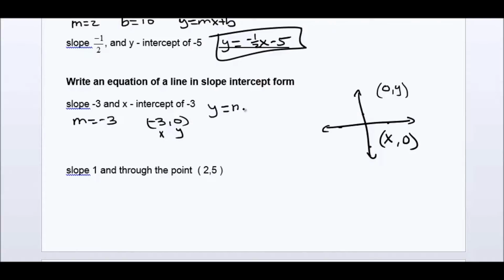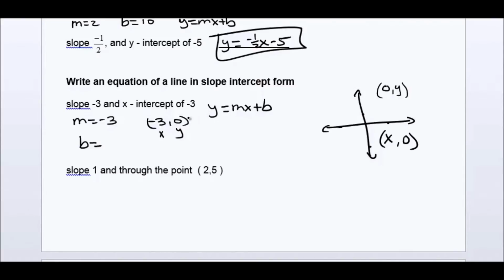Now plug everything in to find what you're missing using algebra, and then plug everything into slope-intercept form afterwards. So in order to write an equation in slope-intercept form, you need your slope and you need your y-intercept. Unfortunately here we don't have a y-intercept, but like I said, we do have an x-intercept, which is a point. It's negative 3, 0. Plug everything into the y equals mx plus b form.